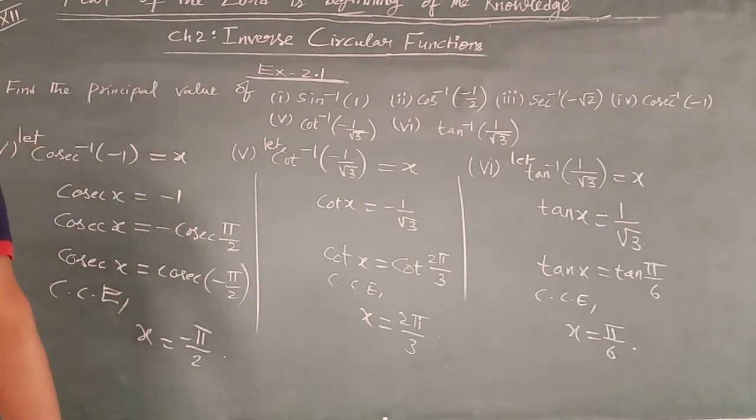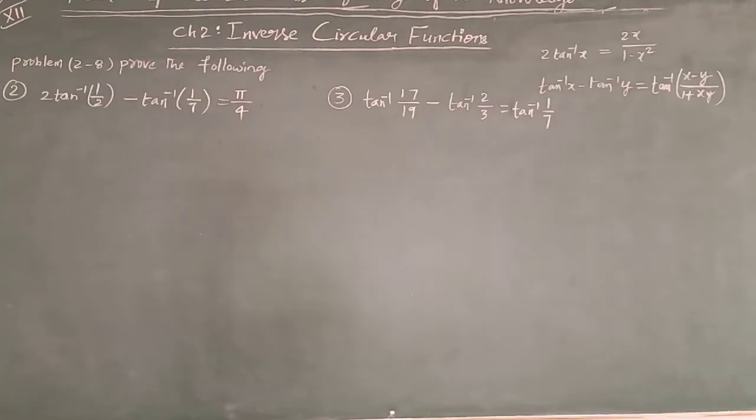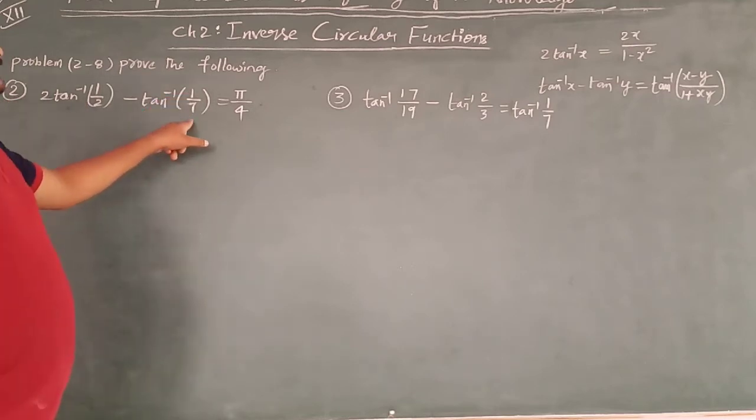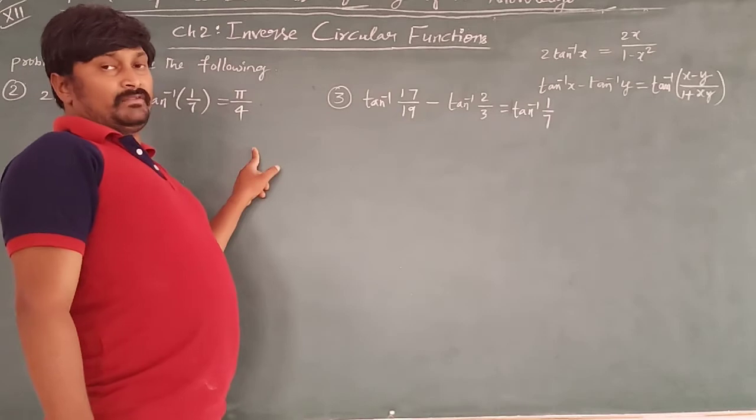So this is about your first question. Let's move on to the second. Alright, let's move on to the next two problems. That is problems 2 to 3 of the following. In the second one, 2 tan inverse 1 upon 2 plus tan inverse 1 upon 7 is equal to pi upon 4. That we need to prove.